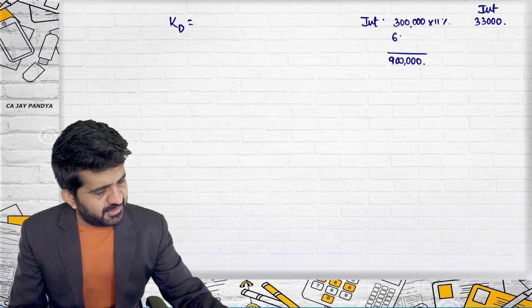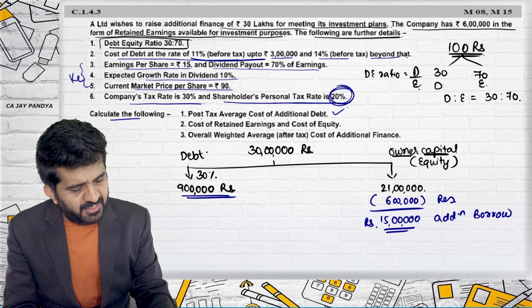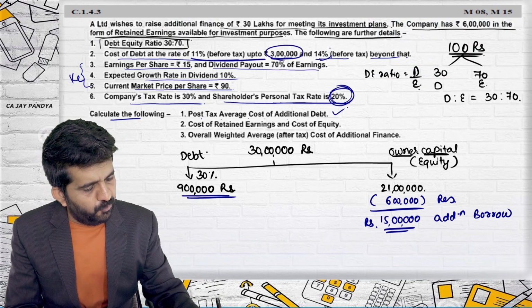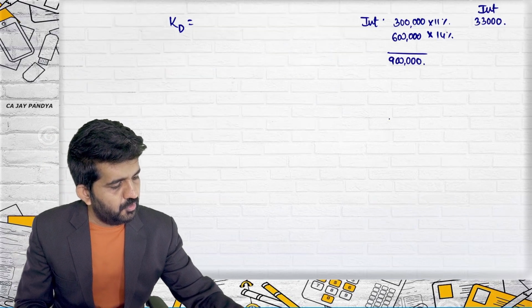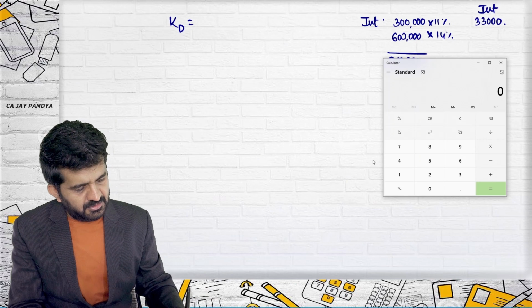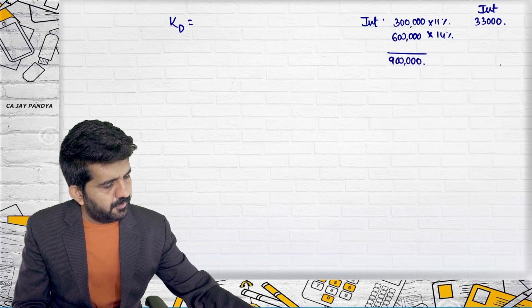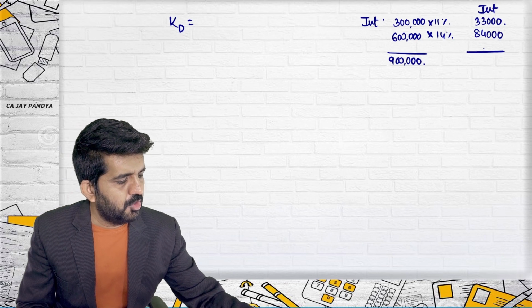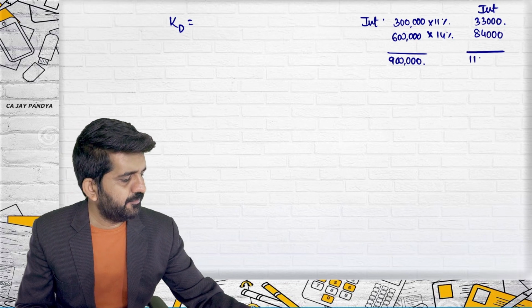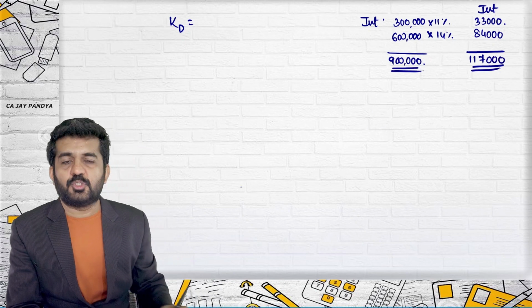Remaining is 6 lakhs. And what is the interest cost? Cost of debt 11% for 3 lakhs, 14% beyond that. 14%. The answer will be 84,000. Total interest will be 1,17,000 by borrowing 9 lakh rupees.